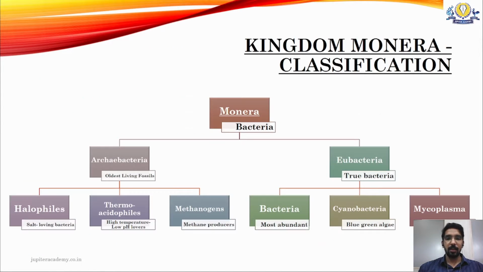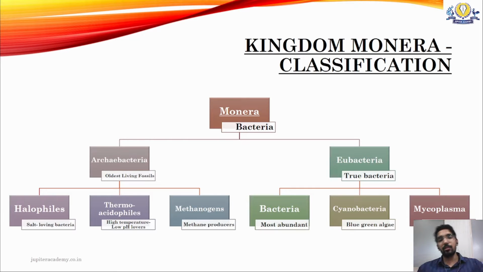So let us see the classification of Kingdom Monera. Monera, which is nothing but bacteria, is divided into two groups: Archaebacteria, which are the oldest living fossils. They are the living form. A living fossil means an organism which has been present since billions or millions of years, and is still living. Among the living fossils also, Archaebacteria is the oldest of all.